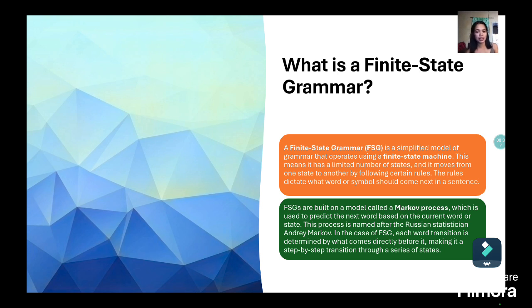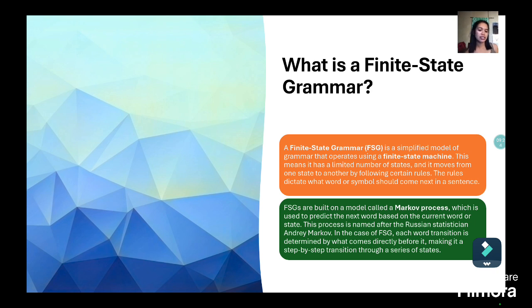A finite state grammar is a simplified model of grammar that operates using a finite state machine. This means it has a limited number of states and it moves from one state to another by following certain rules. The rules dictate what word or symbol should come next in a sentence. Finite state grammars are built on a model called the Markov process, which is used to predict the next word based on the current word or state. This process is named after the Russian statistician Andrei Markov.